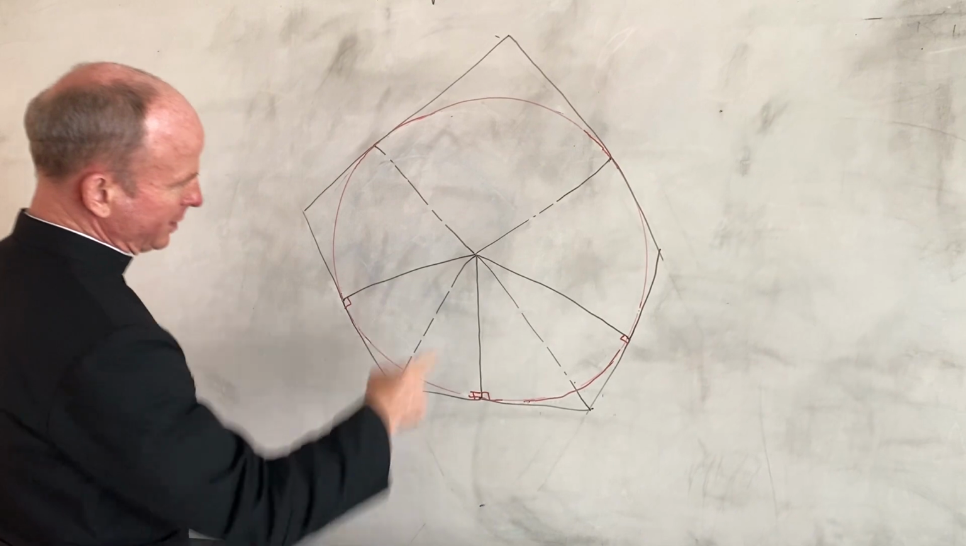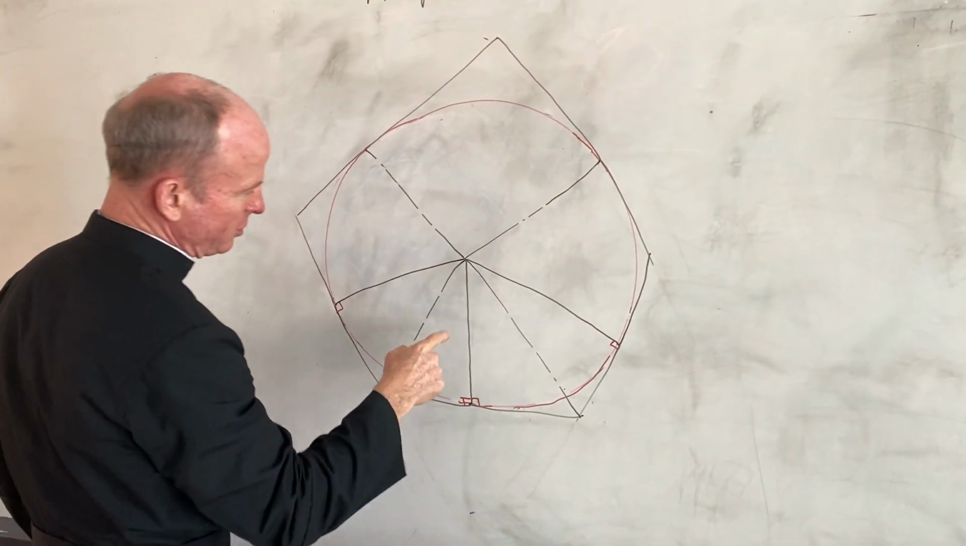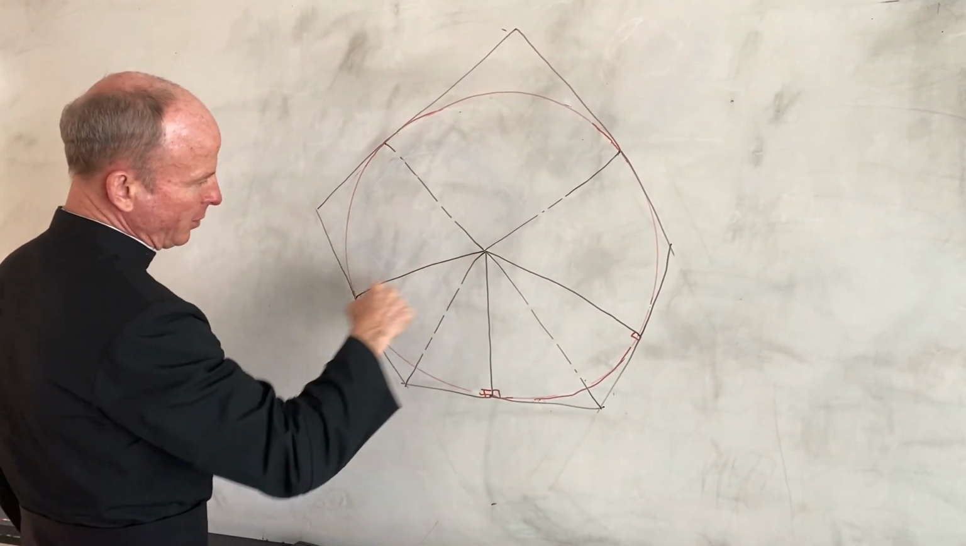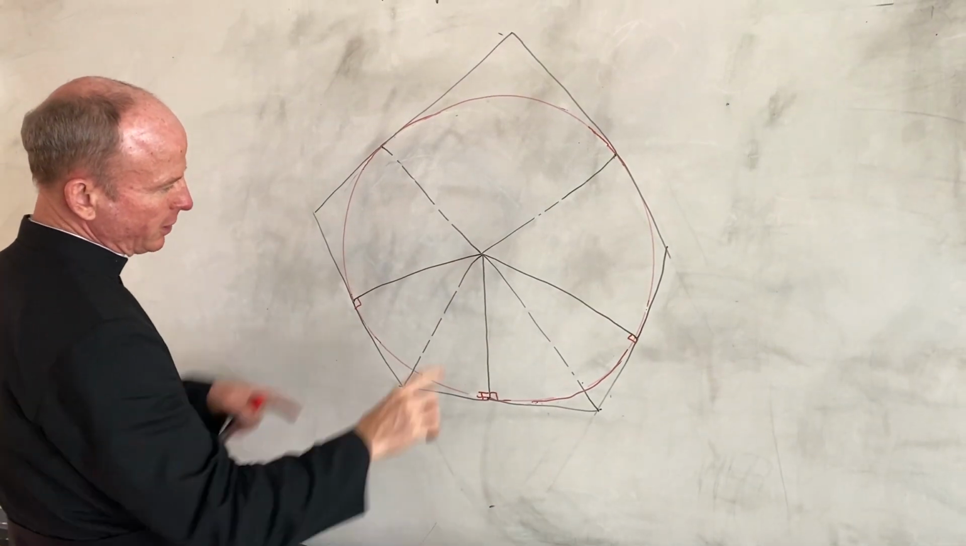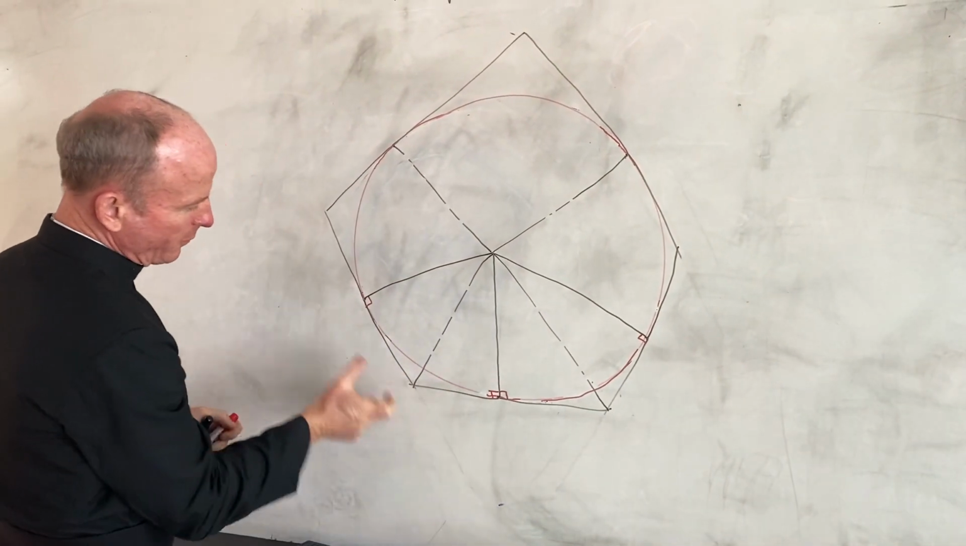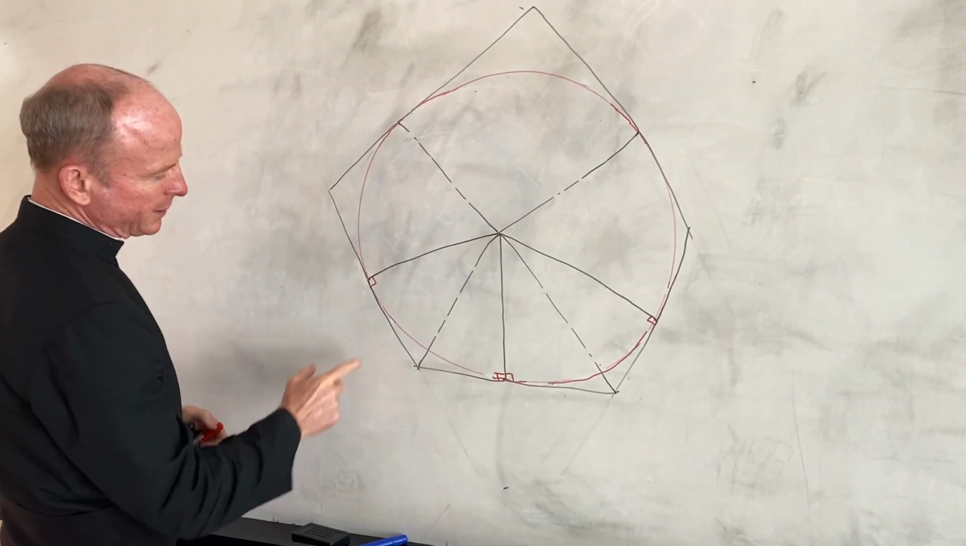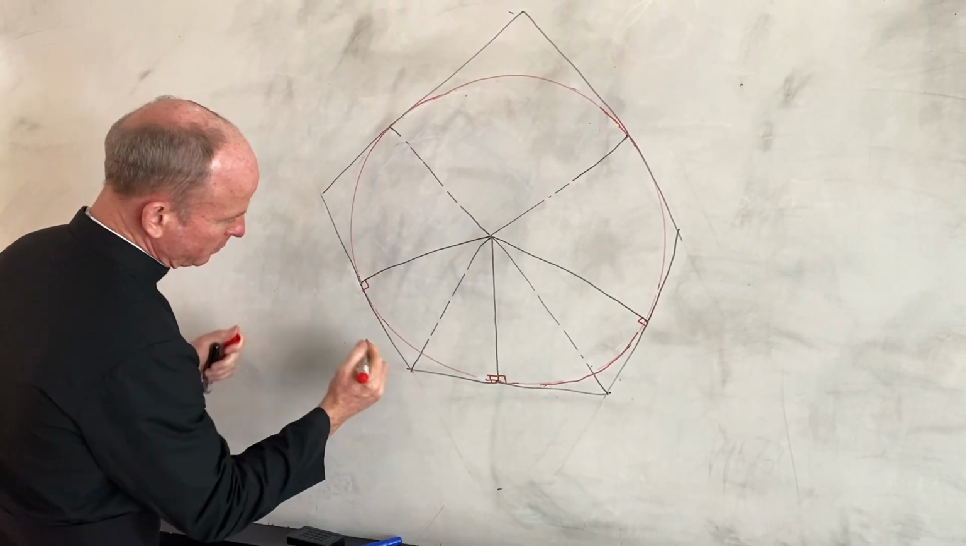But these 2 lines are radii, each radius of this circle. Therefore, the lines are equal. Therefore, the squares on the lines are equal. Therefore, we can take equals from equals, and the remainders are equal. The square on this is equal to the square on this. Therefore, this line is equal to this line. That's what we wanted.